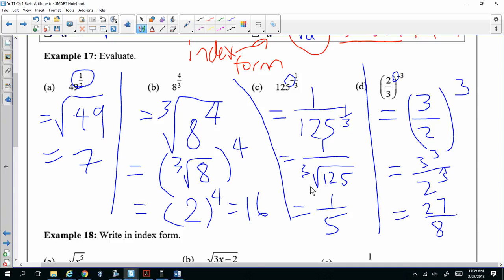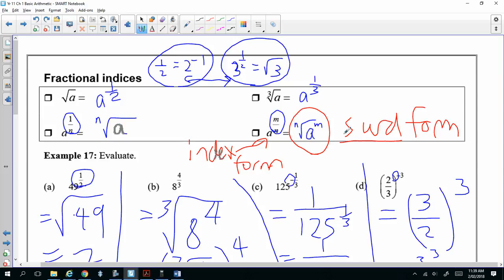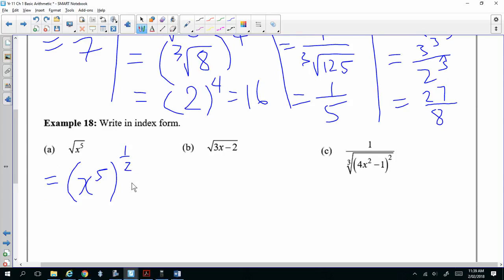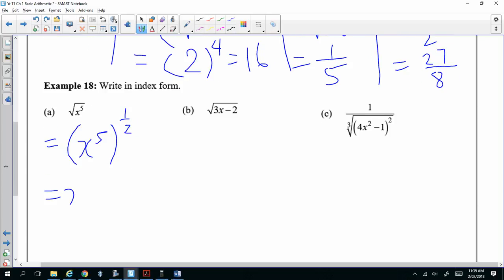So for this one, you just keep x to the power 5. So the square root means half. And then using the index law you learned before, you multiply the 5 by the half. Right? You multiply them and leave it as an improper fraction. That's your final answer in index form. Index form means a term with a power. Okay?